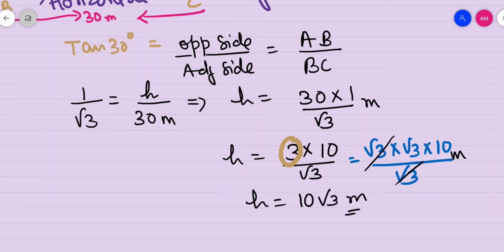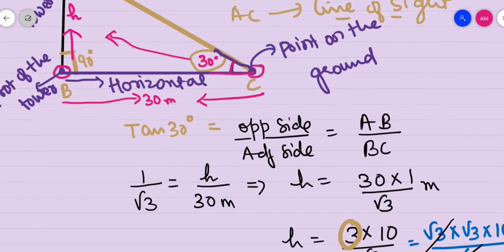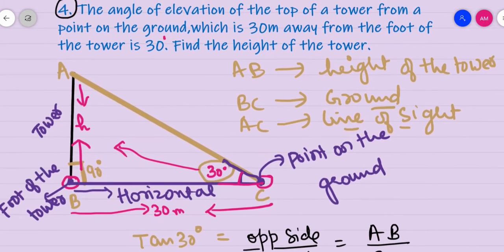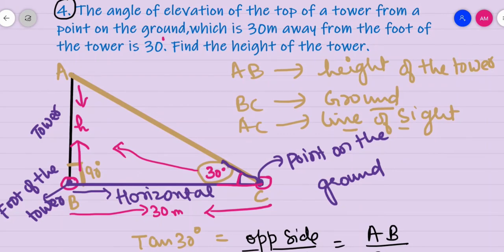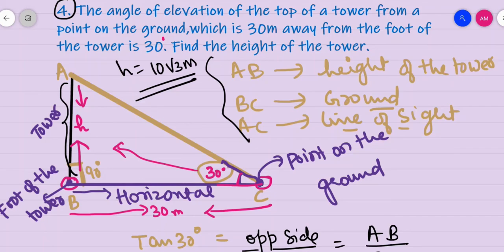I think you have got it. So what was our question? Our question was to find the height of the tower, and the height of the tower H is equal to 10 root 3 meters. This is what we have got from the calculation.